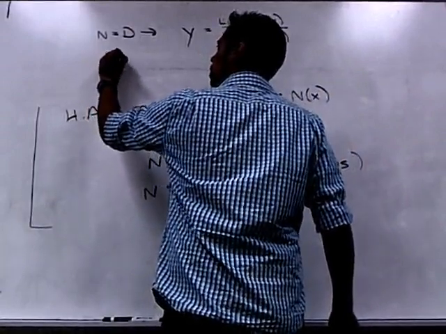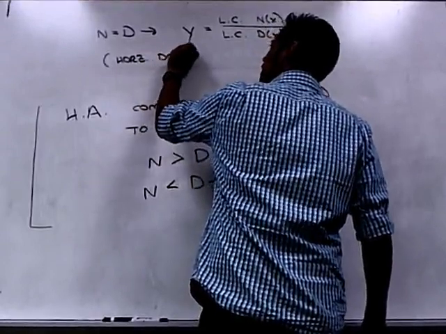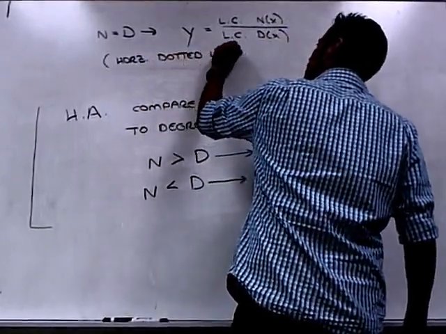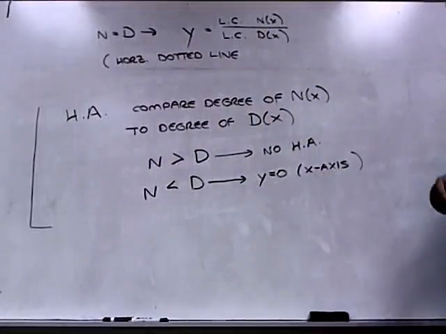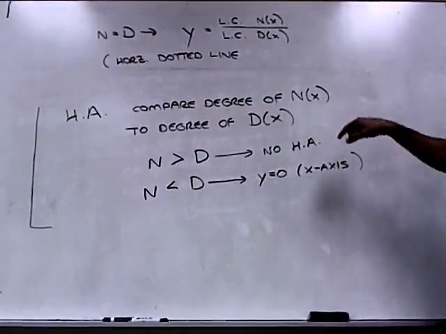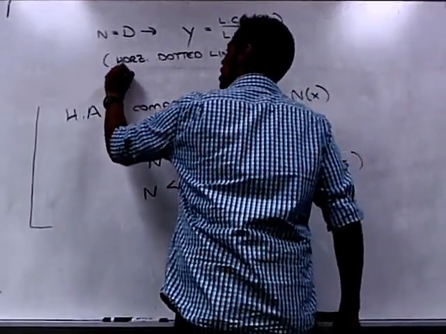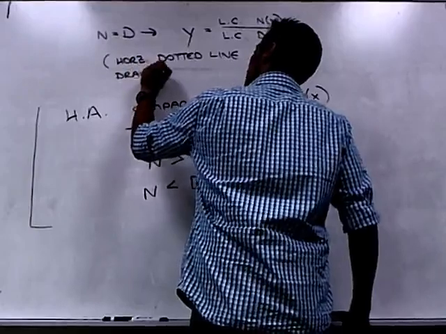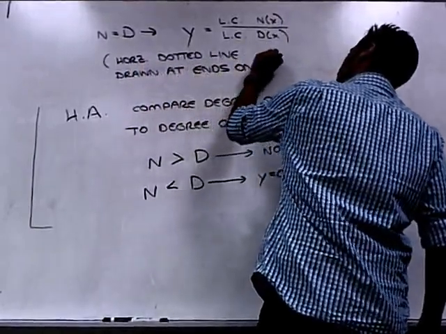Horizontal, right? Dotted line, horizontal dotted line. And now I'm going to put something here I did not do when I first exposed you to the rational function today. I'm going to put drawn at ends only.